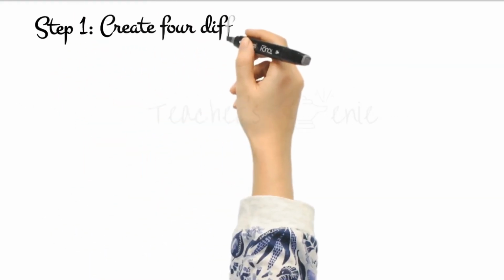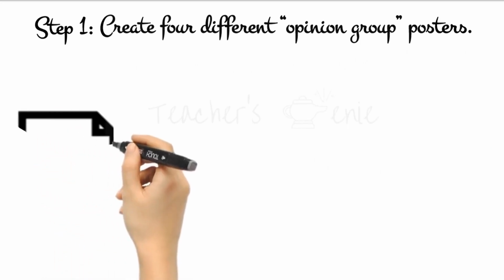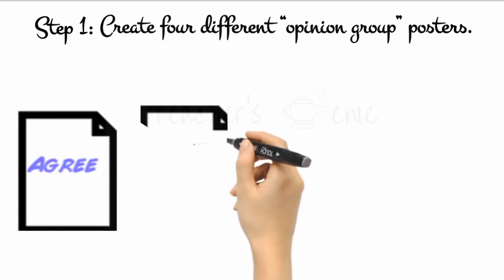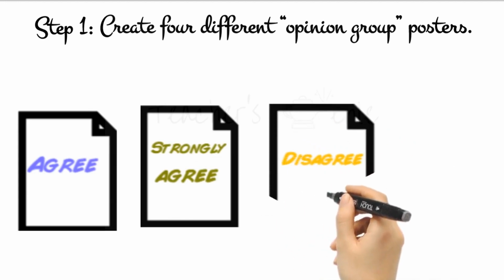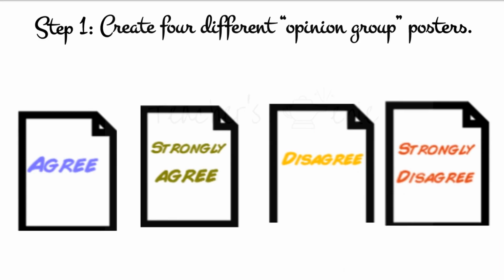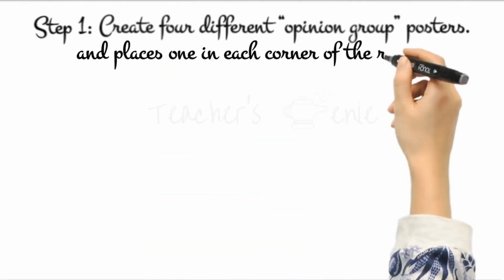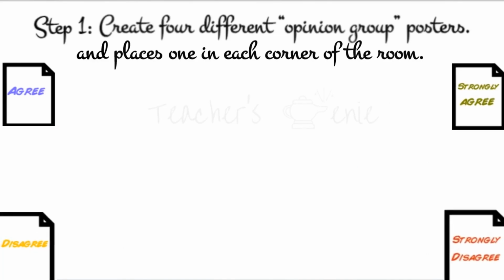Step 1 is to create 4 different opinion group posters. That is, agree, strongly agree, disagree, and strongly disagree. Now, place one of these opinion group posters in each corner of the room.